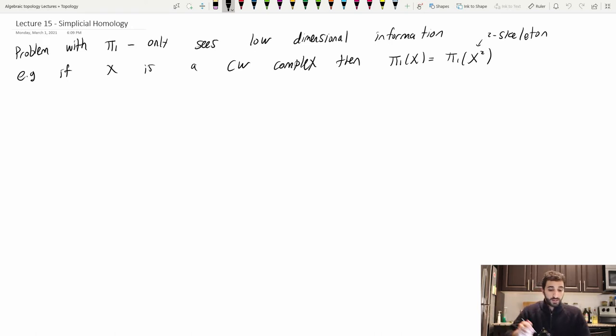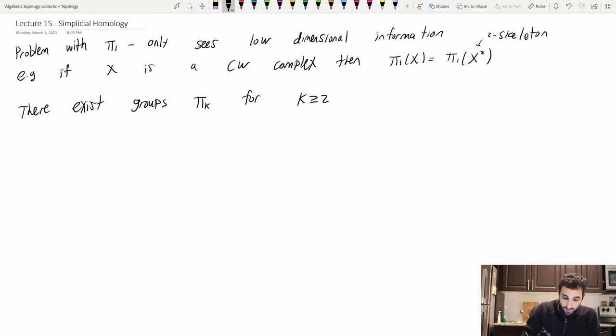So there do exist groups called pi k for k greater than or equal to 2, but they are incredibly difficult to compute. In fact, computing them even for spheres is one of the most difficult problems in algebraic topology.